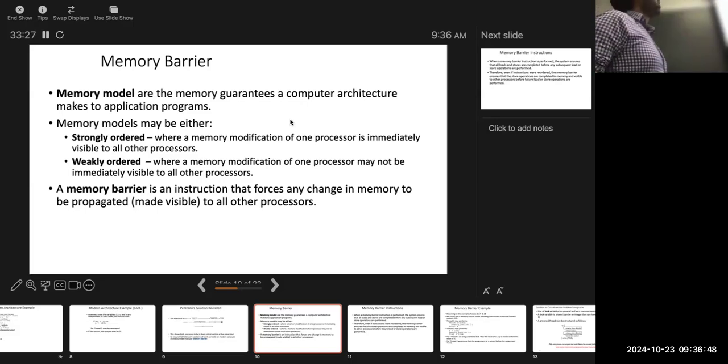So a memory barrier is an instruction that forces any change in memory to be propagated and made visible, which means made visible to all other processors. So here, when we are putting the barrier, and thread 2 says X is equal to 100, and then it says, oh, there is a memory barrier, then this X equal to 100 needs to be updated also in the L1 of thread 1. And then when it says flag is equal to true, and thread 1 executes flag and after that reads X from its L1 cache, it sees the updated value.